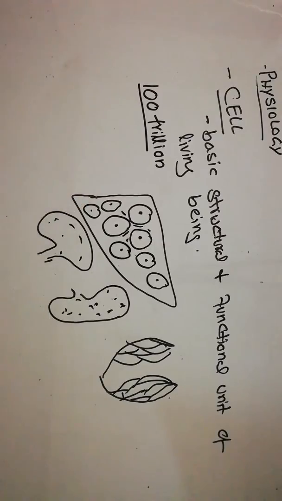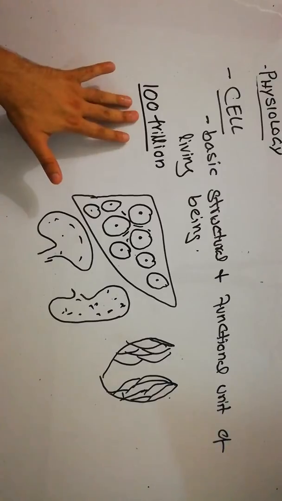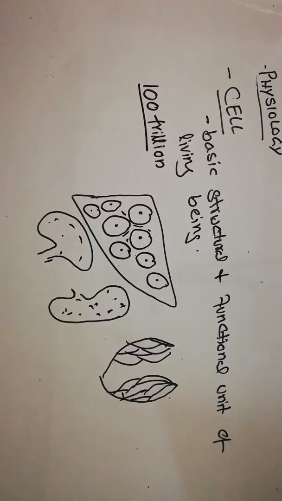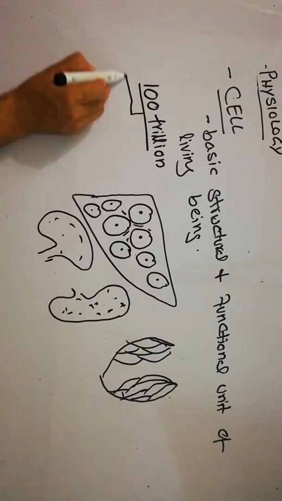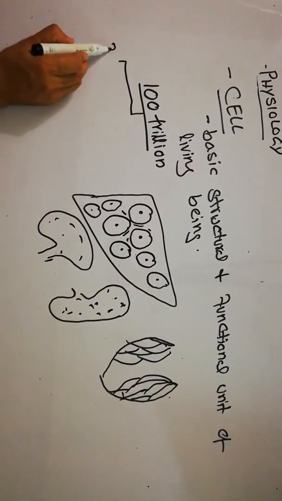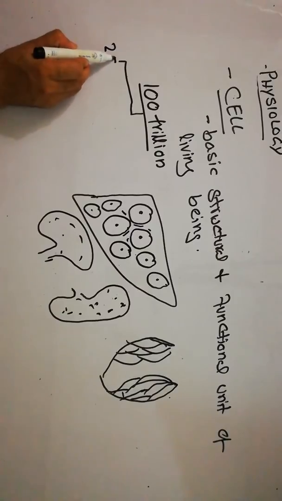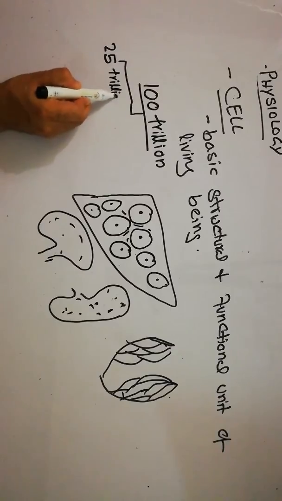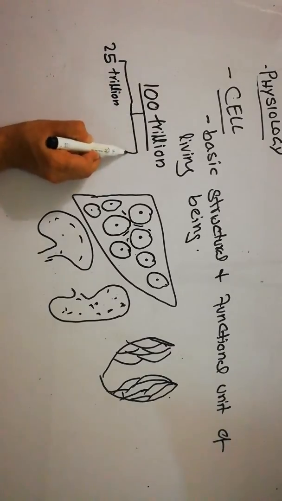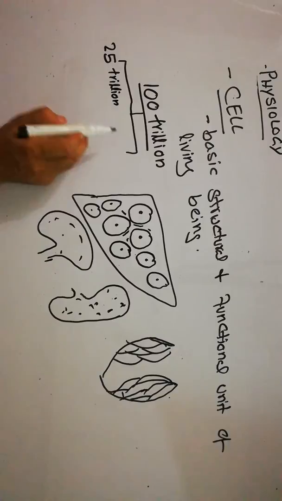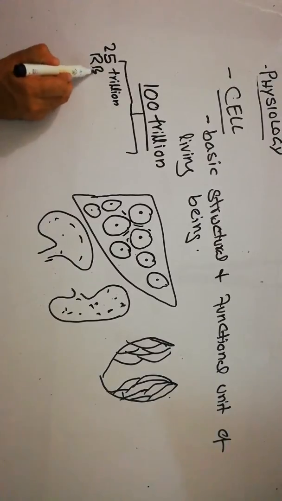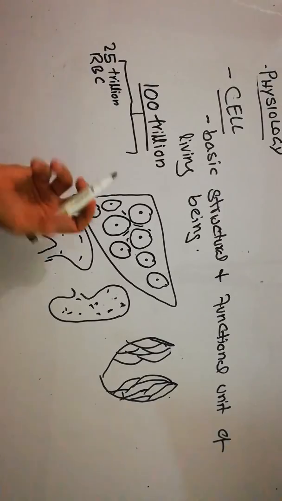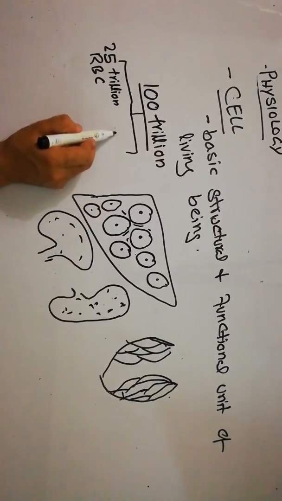There are about 100 trillion cells, and there are a lot of groups in these 100 trillion cells, but the biggest group is that of red blood cells. That makes around 25 trillion cells. And these red blood cells, they are the largest single type of cells in the human body, the most abundant single type of cells.